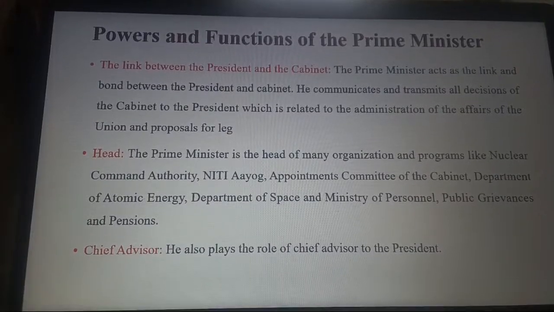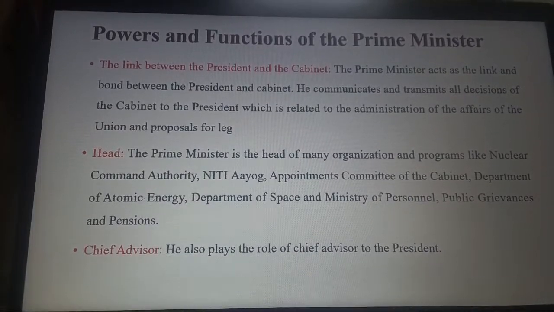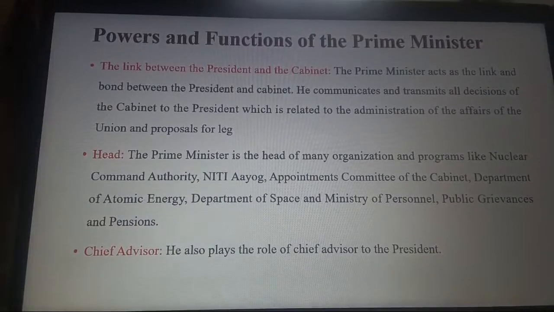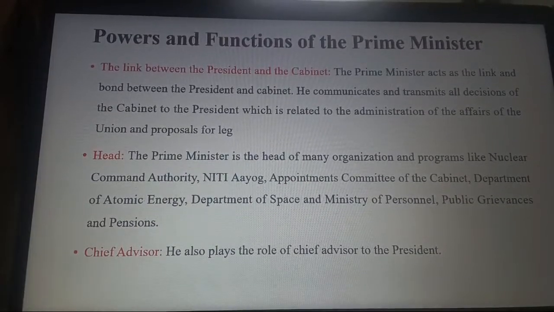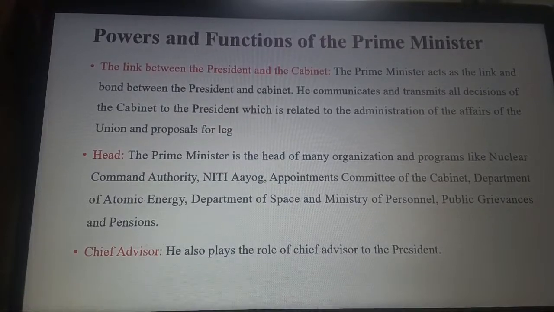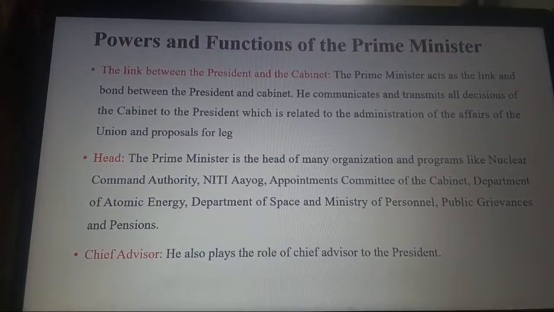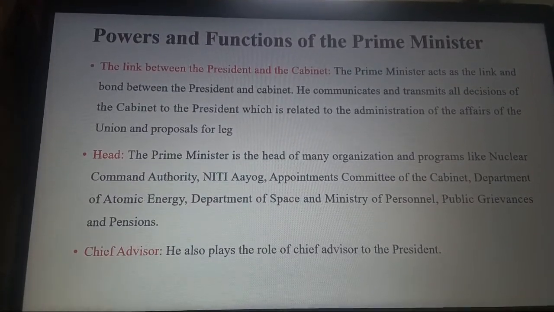The Prime Minister is the head of many organizations and programs like the Nuclear Command Authority, Niti Aayog, Appointments Committee of the Cabinet, Department of Atomic Energy, Department of Space and Ministry of Personnel, Public Grievances and Pensions. Chief Advisor: he also plays the role of Chief Advisor to the President.